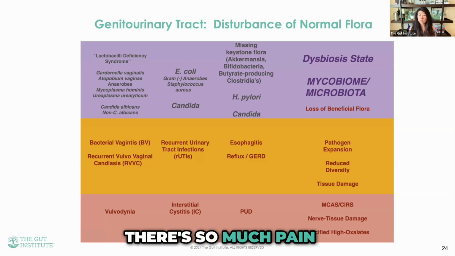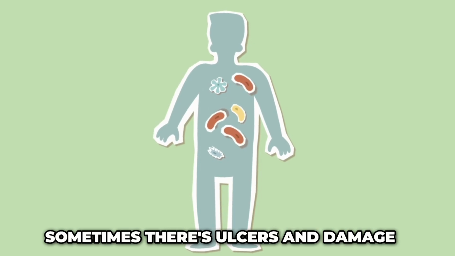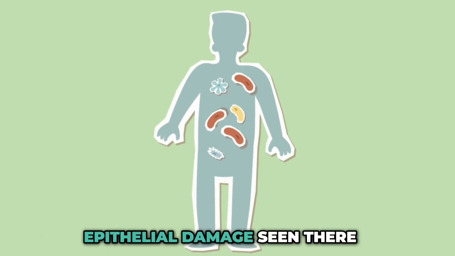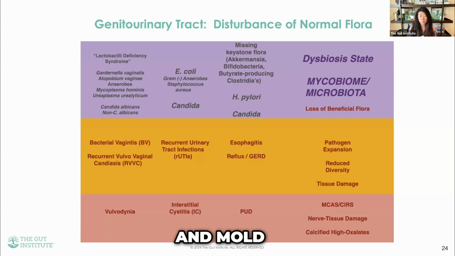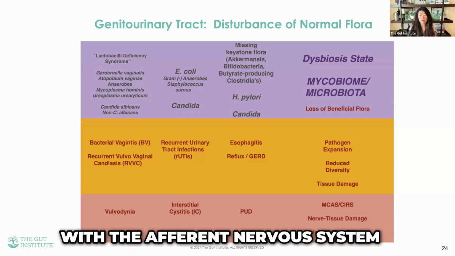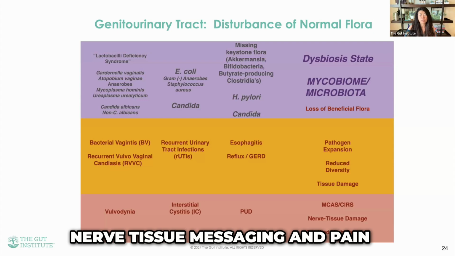And in vulvodynia, there's so much pain. Sometimes there's ulcers and epithelial damage seen there. And in all these cases, there's a link. It's high oxalates, which come from Candida and mold, and then its involvement with the afferent nervous system, nerve tissue messaging, and pain.